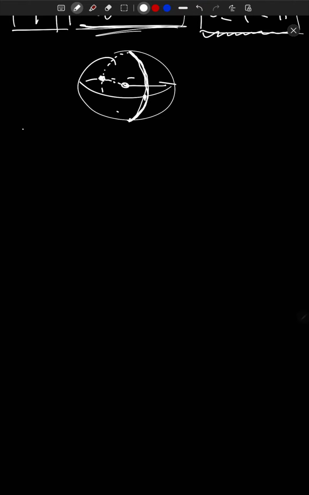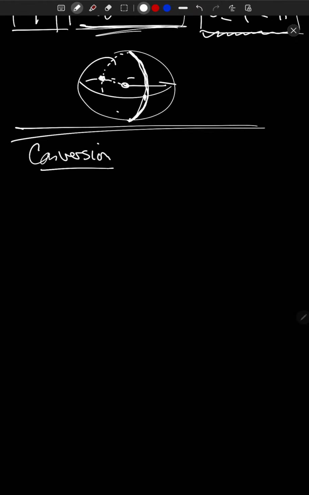All right, conversion. So in our class especially, we often have problems that are given in terms of rectangular coordinates. So how would we convert rectangular to spherical or vice versa? The way we figure that out is we just draw the picture.